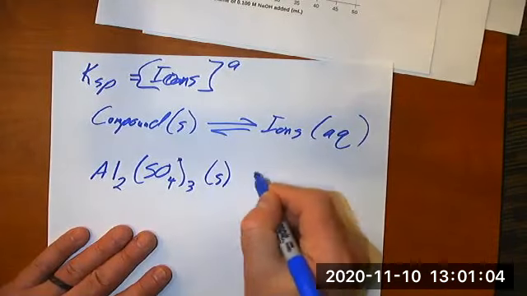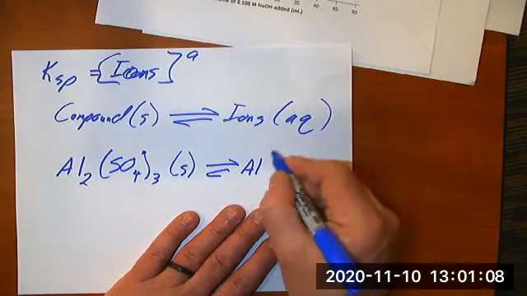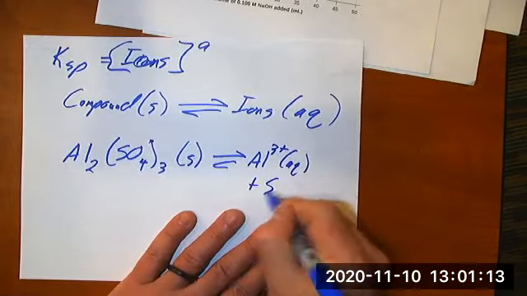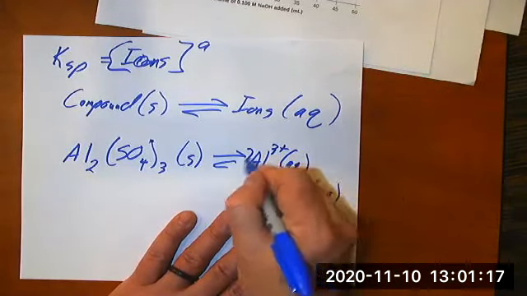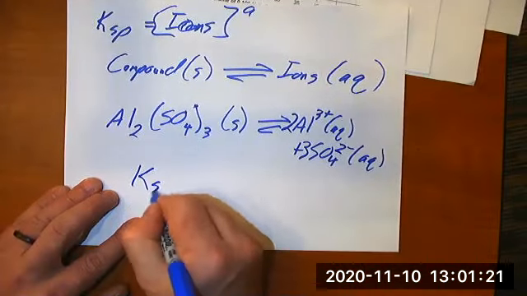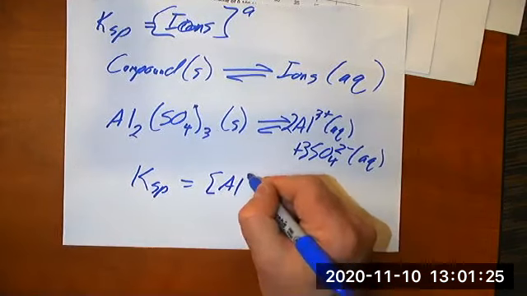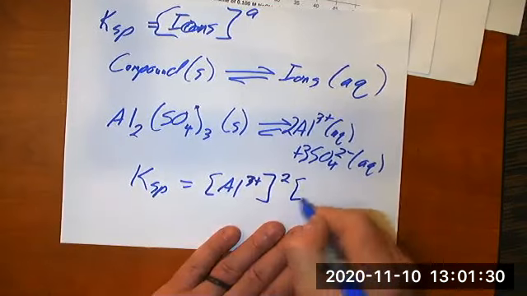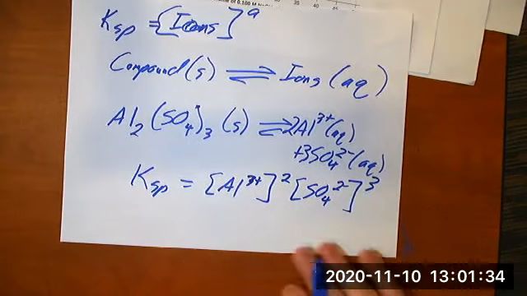So this is a solid in equilibrium with aluminum 3+ and sulfate 2-. We have 2 of these, we have 3 of these, and so our KSP is going to be the concentration of the Al 3+ squared times the concentration of the SO4 2- cubed.